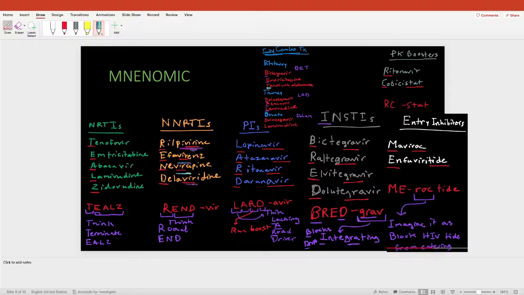So Triumeq is going to be dolutegravir. So it's going to be an integrase inhibitor right here. Then you've got abacavir. That's going to be an NRTI as well. So that's going to be NRTIs. And then you see here lamivudine.